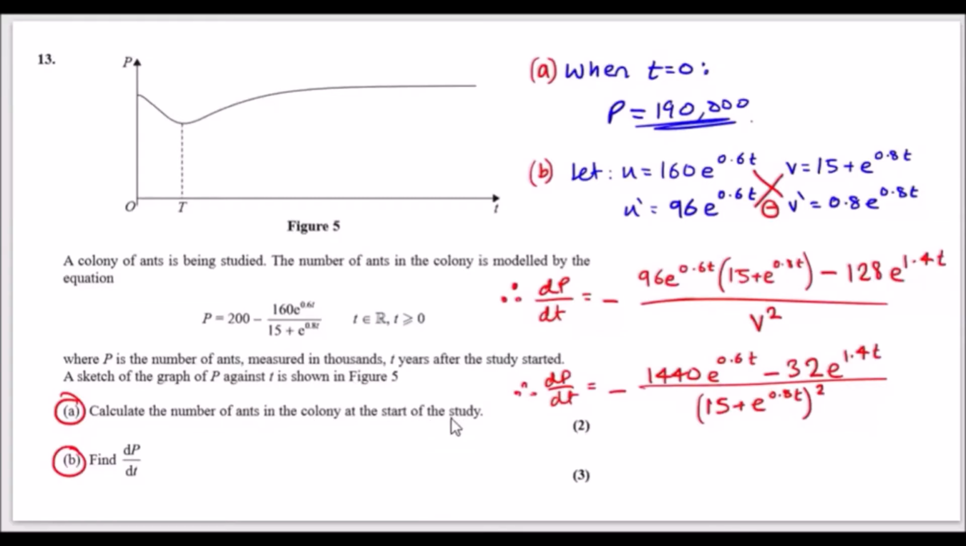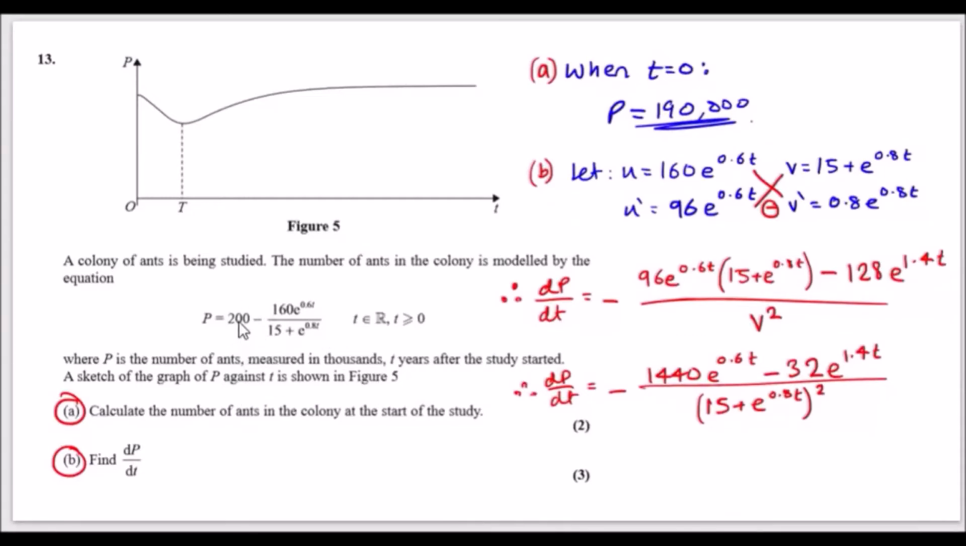Oh, very easy. The start of the study is when the time is 0. So plug t equals 0 into this equation, and just doing the maths carefully, you should get 190, so 190,000 ants. Okay? So you'll get 190,000. Now, next one, find dP over dt. So differentiate. This is straightforward.